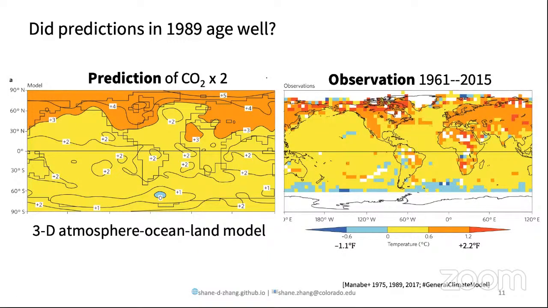And on the right here shows the observations from 1961 until 2015. It's remarkable that the general patterns of temperature change are very similar to the predictions made almost 3 decades ago.